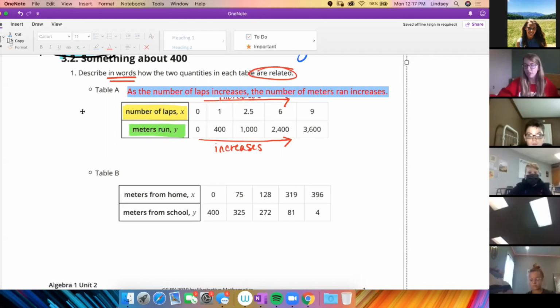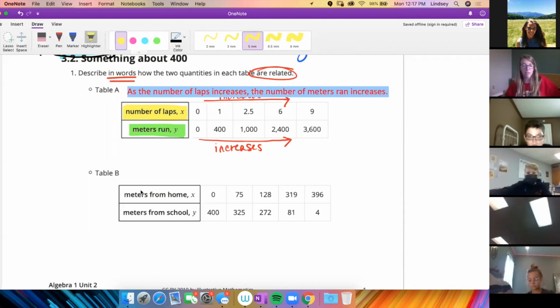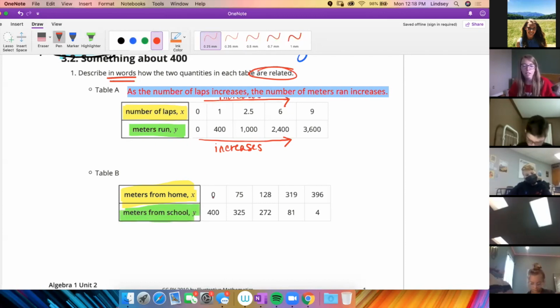All right, so let's look at the next table. All right, what is our x value talking about? Meters from home. Good. What is our y value talking about? Meters from the school. Good. All right, so right here it says 0. So when it says 0, what does it mean about where we're at? We're at home. Okay, so when we're at home, how far away from the school? We're 400 meters away.